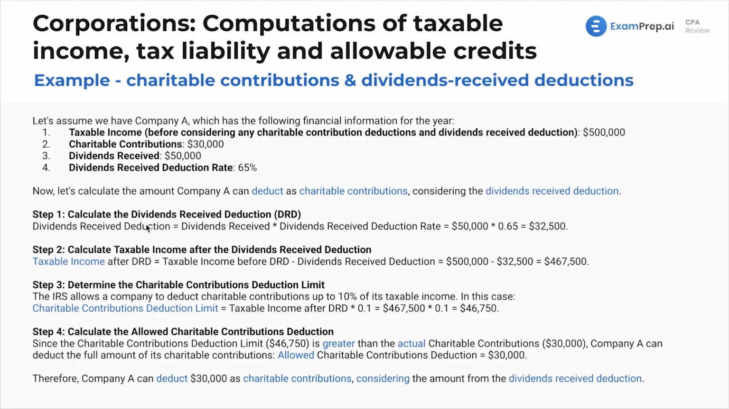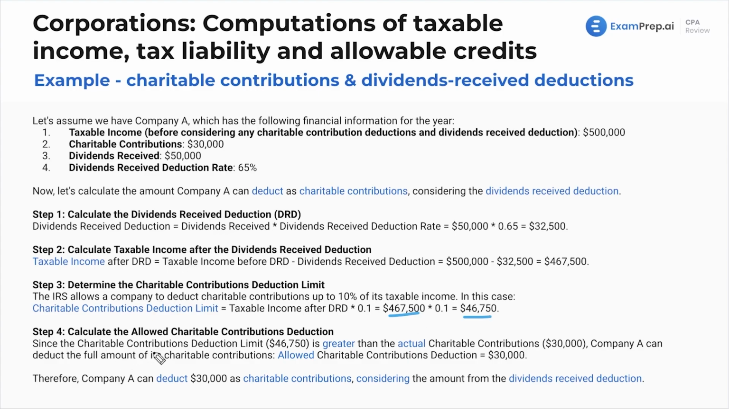Step one, we want to calculate that dividends received deduction, because we're going to see how we have to do this before the charitable contributions. This is going to be the $50,000 times the 65%. That gives us $32,500. What is our taxable income after that DRD? That's going to be $467,500. And then simply put, because we're doing the DRD and then charitable contributions is the last, remembering that order is critically important. We're seeing that the taxable income after the dividends received deduction is what we multiply by the 10% in order to get our limit for the charitable contribution.